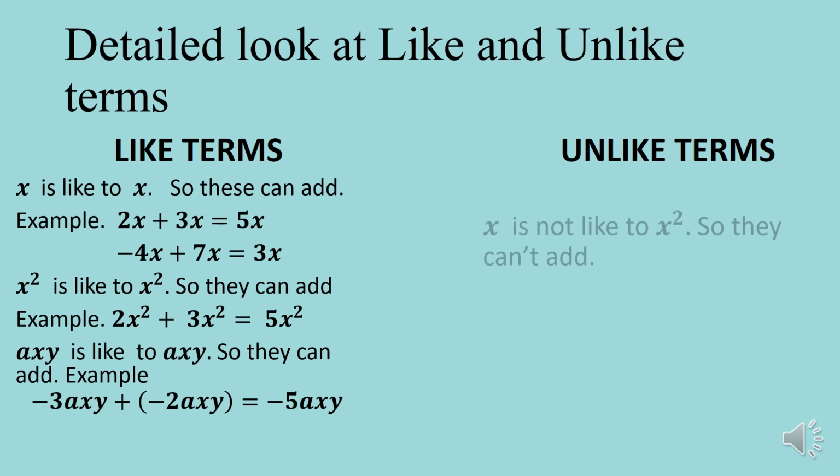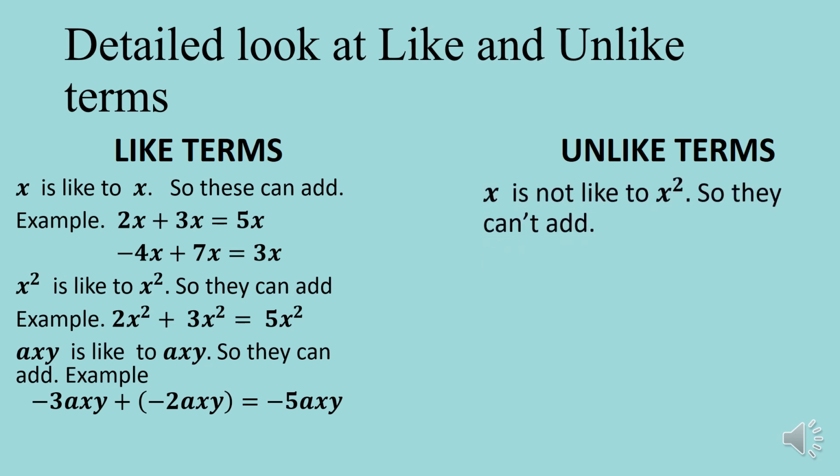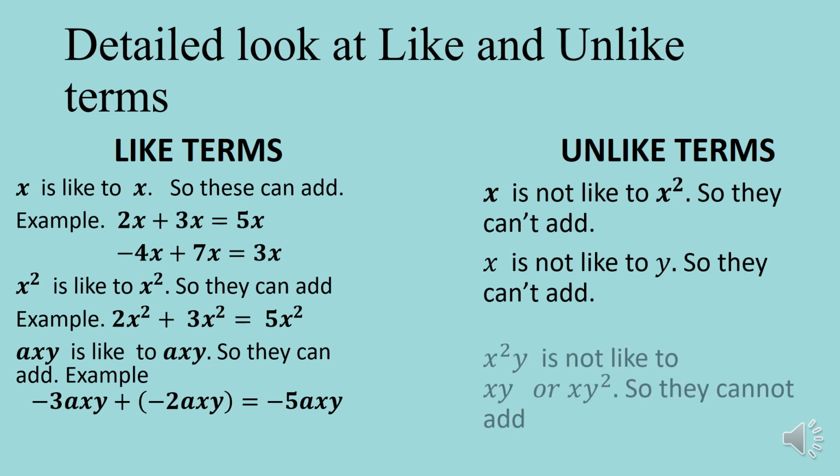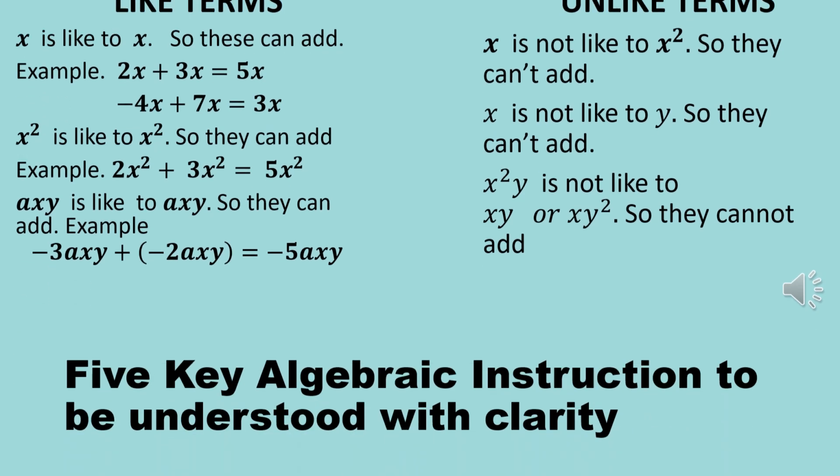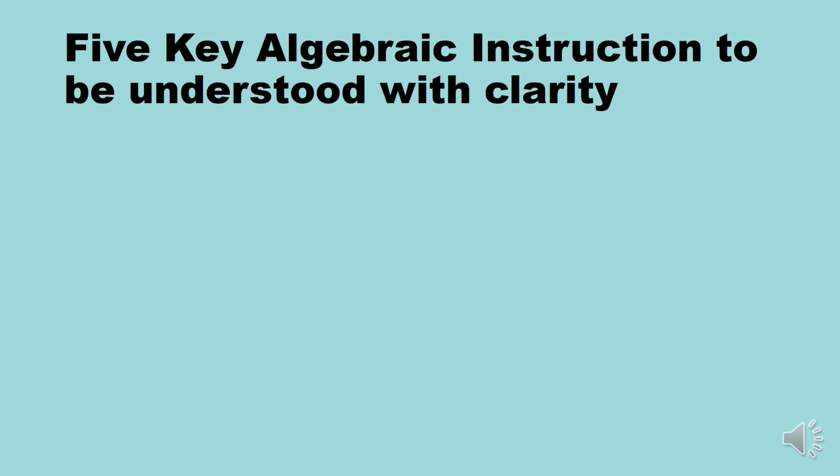Unlike terms: x is not like x squared, so these cannot add. x is not like y, so these cannot add. They are unlike terms. x squared y is not like xy or xy squared, so these cannot add or subtract. You really have to pay particular attention here. Instructions help us understand with clarity what we'll be facing in our day-to-day lessons and exam questions.